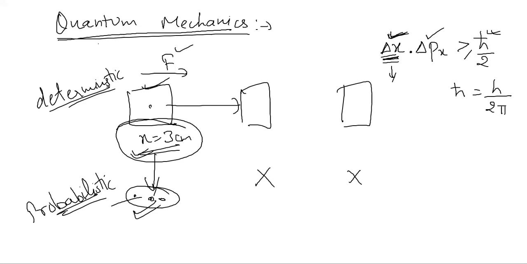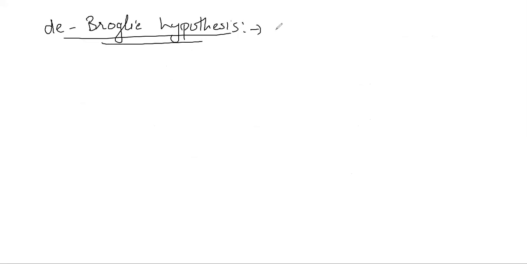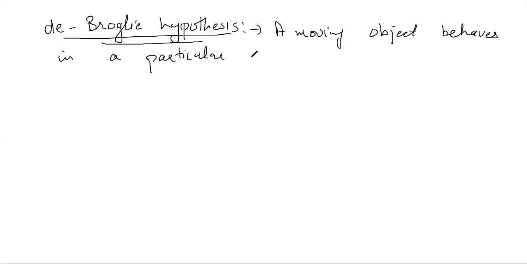Now we are going to talk about a couple of things before we go into the details of quantum mechanics, and you might be familiar with these things. The first one is the de Broglie hypothesis, which basically states that a moving object behaves in a particular way as though it has a wave nature.